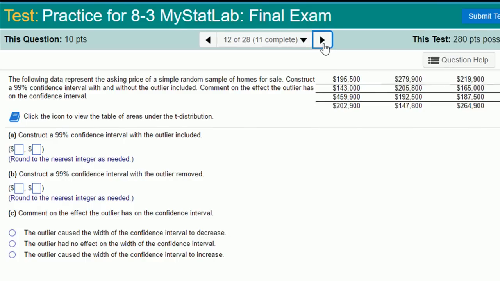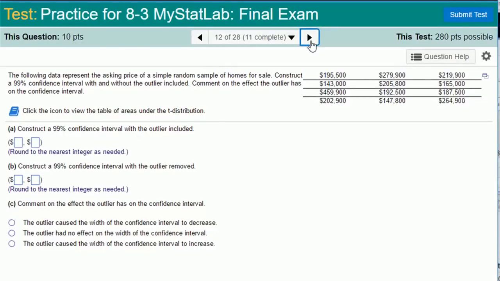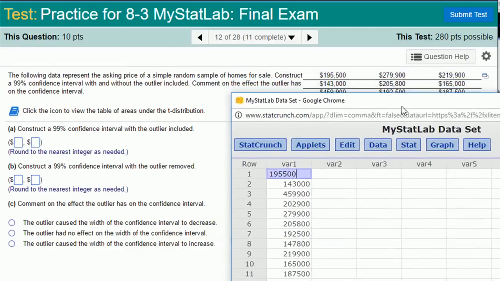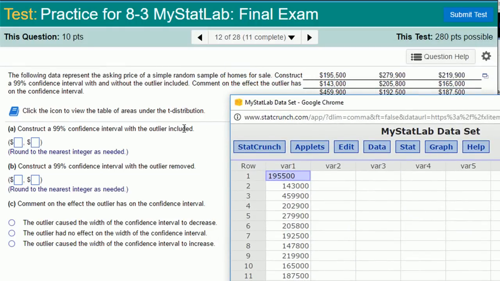Okay, so I've got some data here. I want to do some confidence interval stuff. I'm going to open this up in StatCrunch and work on it from there. I'm asked here to construct a 99% confidence interval with all of the data.